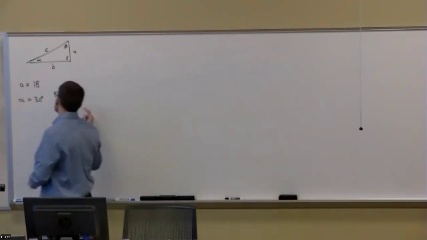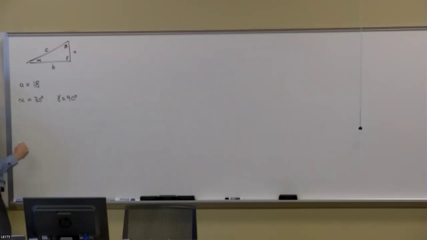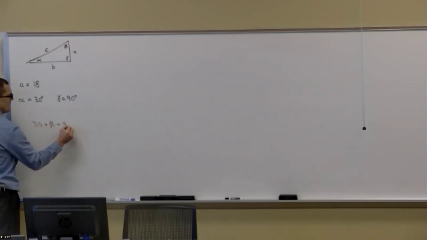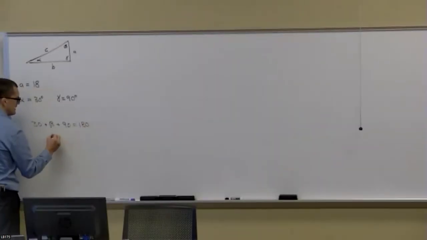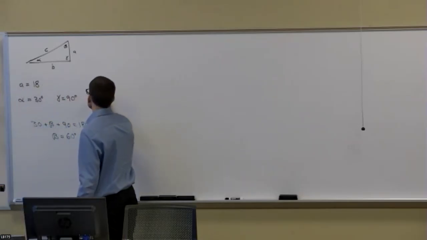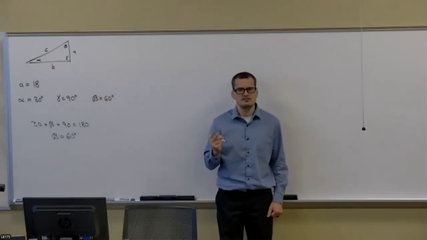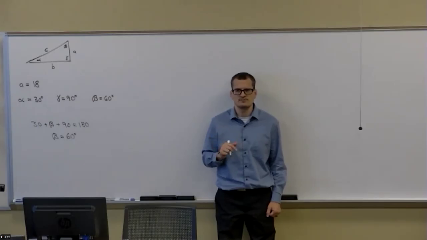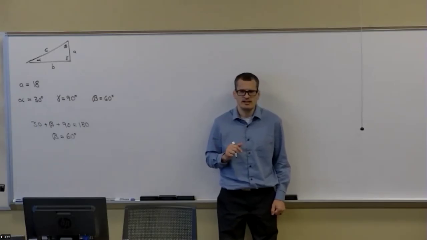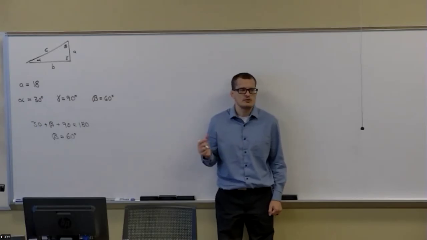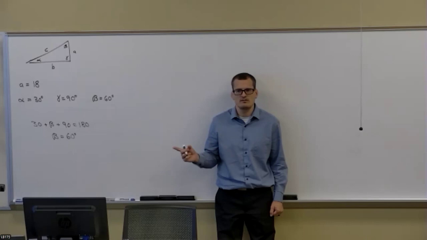Now, the first thing I would notice is that beta has to be 60 degrees because the three angles have to add up to 180. So, in other words, 30 plus beta plus 90 being 180 means that beta has to be 60 degrees. That's always the easiest thing to do. If I'm given two angles, find the third by just using the fact that the three have to add to 180. That's going to be the tool that I would use regardless of whether I'm using law of sines or SOHCAHTOA or whatever.